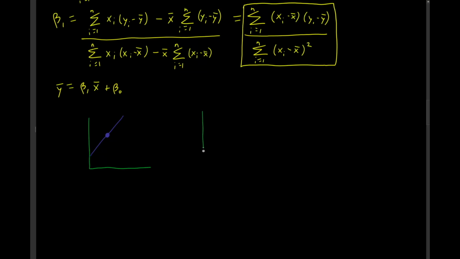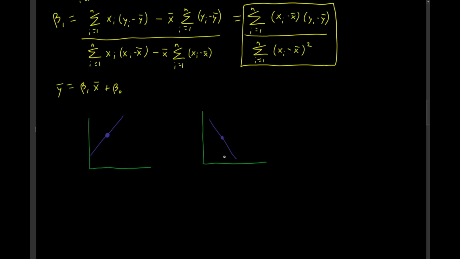On the other hand, if the line had a negative slope, like this, say this is x bar, y bar, then on the right side here, xi minus x bar would still be positive, but yi minus y bar would be negative. And similarly on the left side, xi minus x bar would be negative, but yi minus y bar would be positive. So the product would be negative on both sides here, and that corresponds to the negative slope.